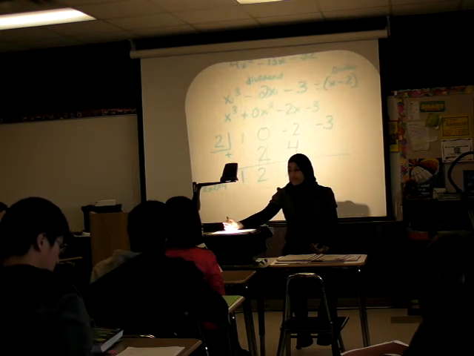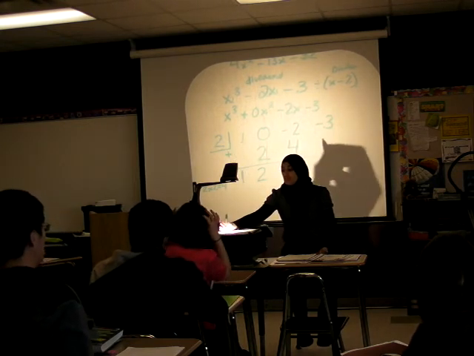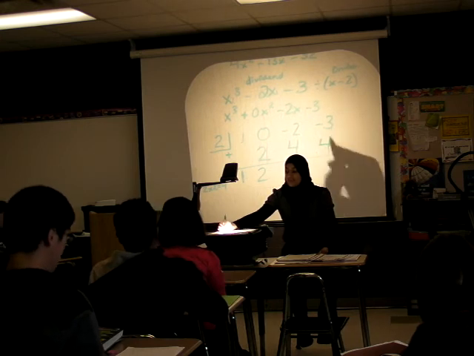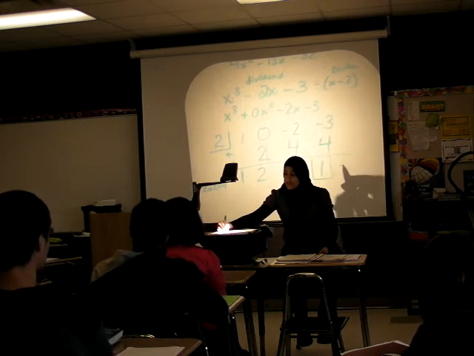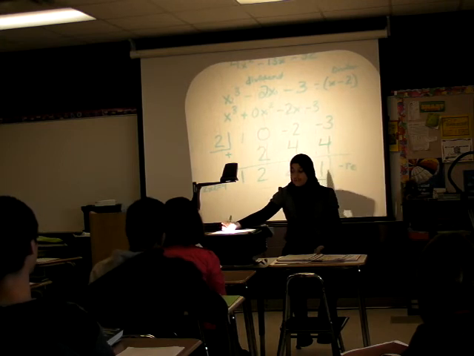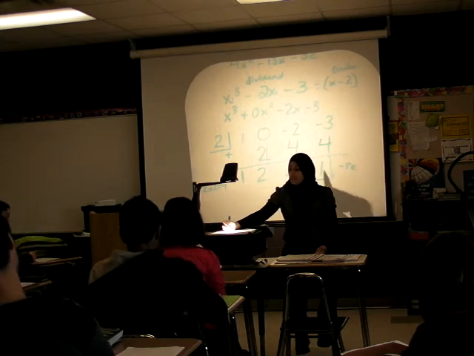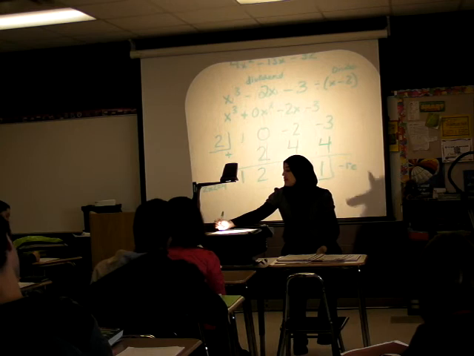Last step, we're almost done. We do 2 times 2 is a 4. And we add it down and we get a positive 1. So we box this off, this is your remainder. No matter what's here, even if there's a 0 here, that's your remainder. You're always going to box off that last term and call it your remainder.